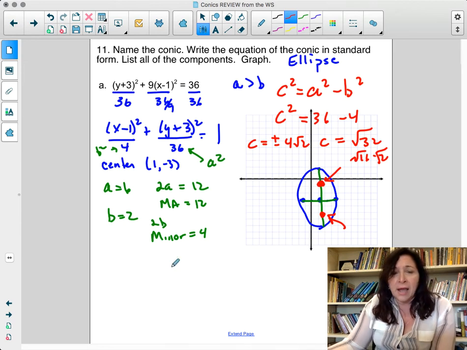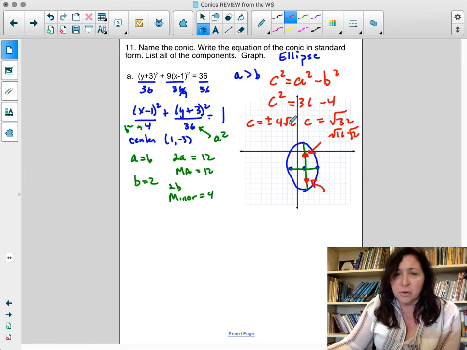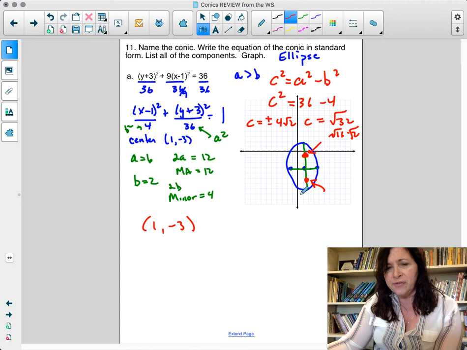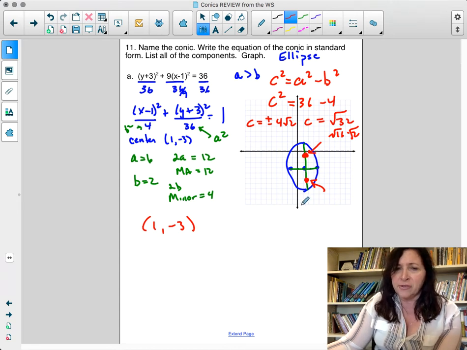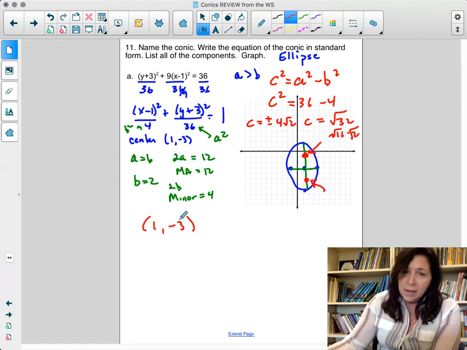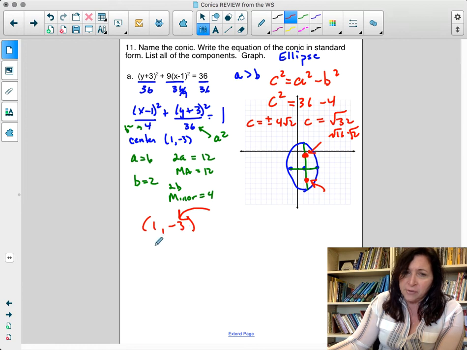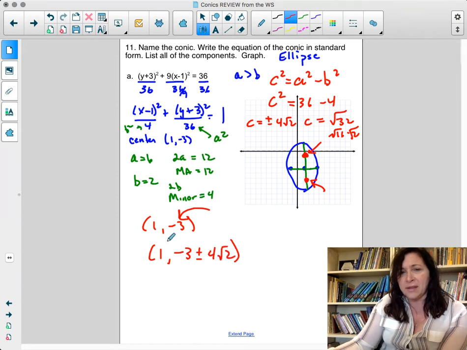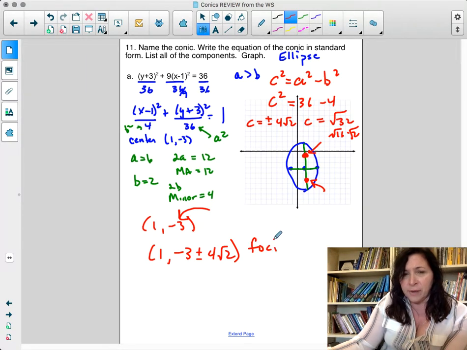Where is that? And so my suggestion to you is always start with your center. If your center is 1 comma negative 3, and you notice that your focal points, because they're always on the major axis, are on the major axis, which is y, that means you're going to add your focus points to this value here. So it's going to be 1 comma negative 3 plus or minus 4 root 2. And so that right there is the equation or the points for my focal points. So those are my foci.